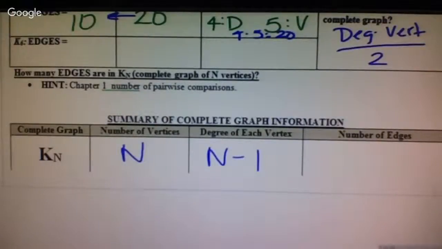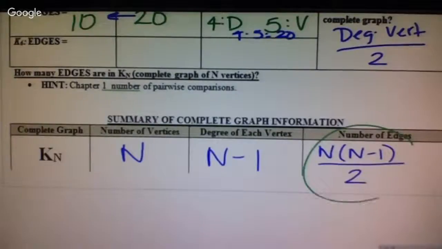N minus 1 is your degree, and to get your number of edges, we take n times n minus 1 divided by 2. This should look familiar. That's a formula from chapter 1 when we did pairwise comparisons, when we talked about if I have 5 players, they each need to face 4 people. So 5 would be the amount of vertices, 4 would represent your degree, and then cut that in half. This is that same exact formula.